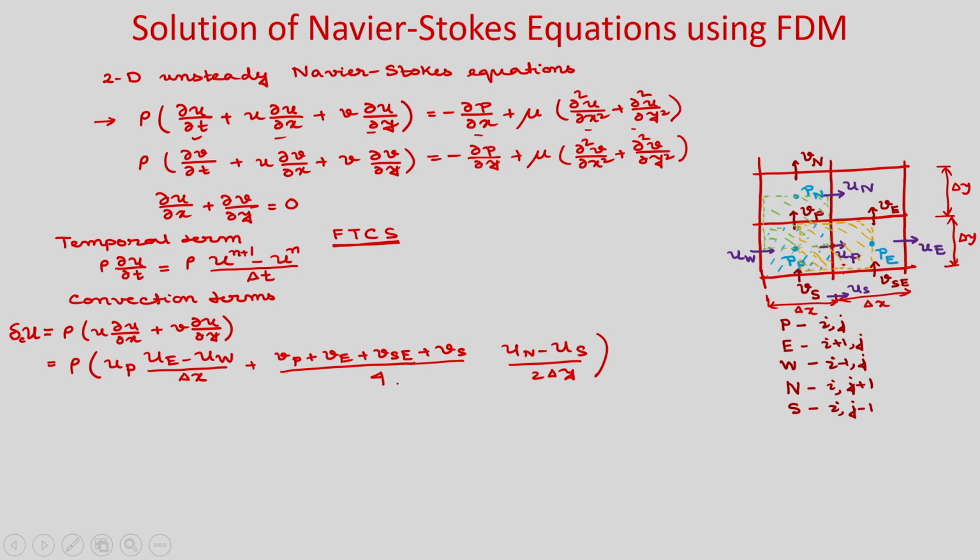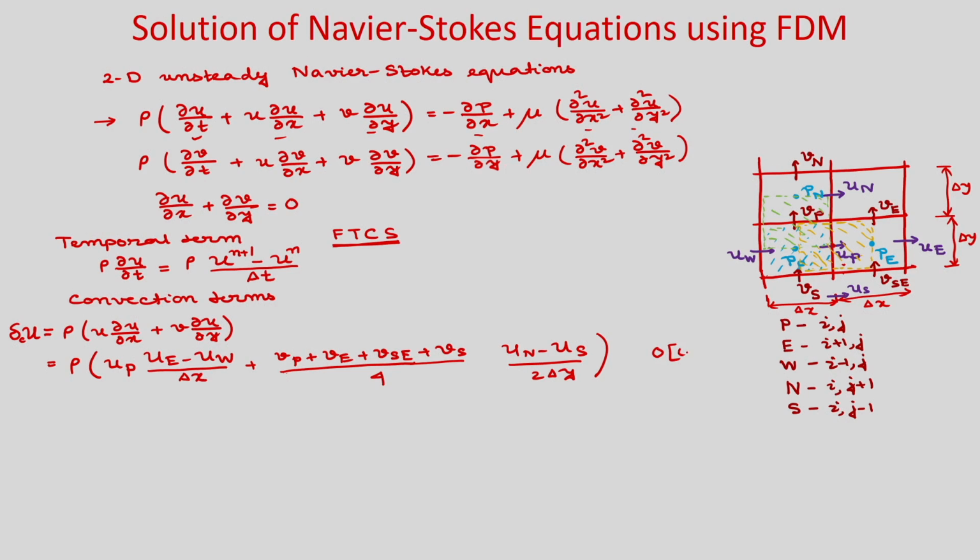So, you can see the convection term we have discretized for the x momentum equation using the central difference method. The order of accuracy of this discretization is delta x square and delta y square. And for the temporal term, the order of accuracy is delta t.